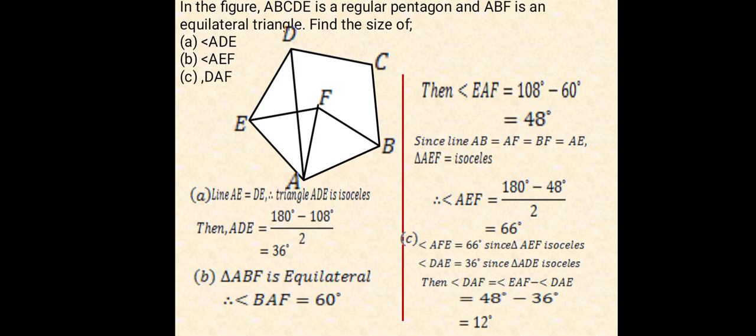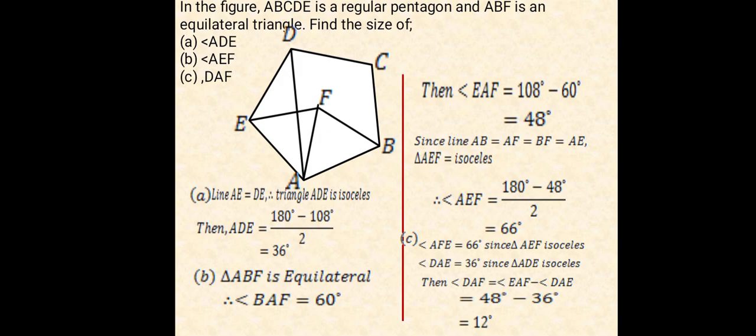Since line AB is equal to AF is equal to BF is equal to AE, triangle AEF is an isosceles triangle. Therefore, angle AEF is equal to 180 degrees minus 48 degrees divided by 2, which is equal to 66 degrees.